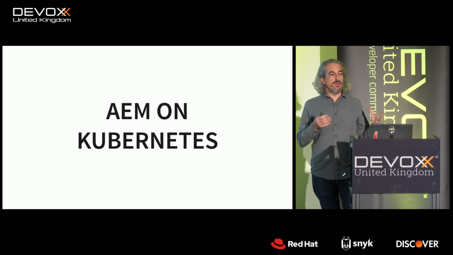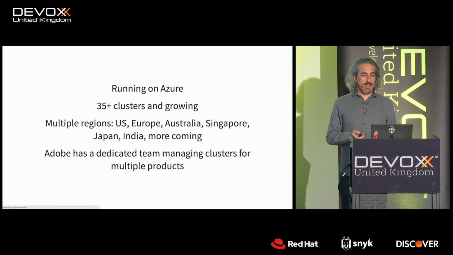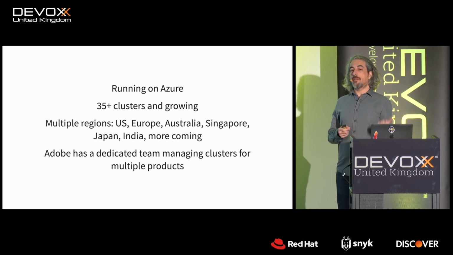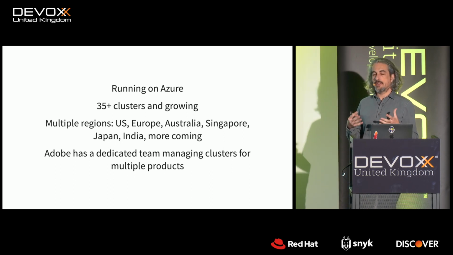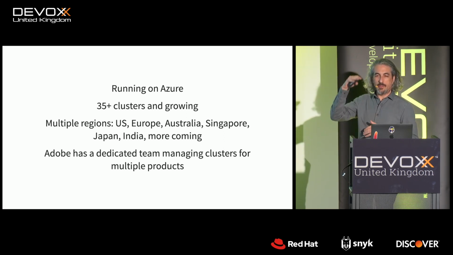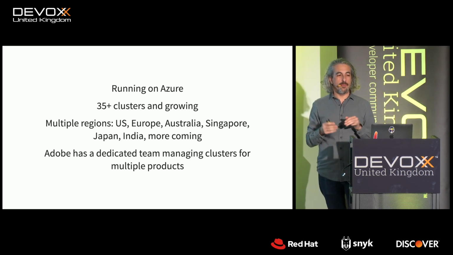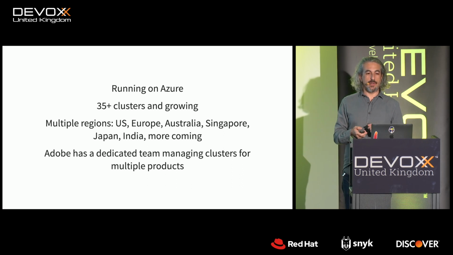How did we move this to Kubernetes? We're currently running on Azure. We have more than 35 clusters. And because it's a content management system, customers want to have the content delivered as close as possible to their customers, so we have a lot of different regions. And these clusters, at Adobe, we have a team that manages them for us, and we take over from the Kubernetes cluster up the stack, and then there's the application level and so on. So there are multiple layers. What we call today more of a platform team or developer experience team.